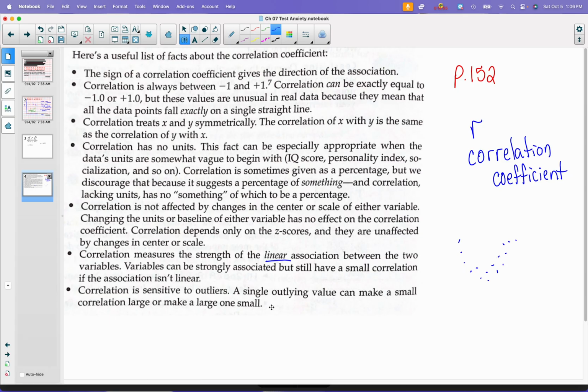And correlation is sensitive to outliers. There is a formula for that, it might even be on your yellow sheet, that talks about how to calculate the correlation. You won't have to actually do that. But it's sensitive to outliers. So when you have an outlier, that can really affect the correlation value.